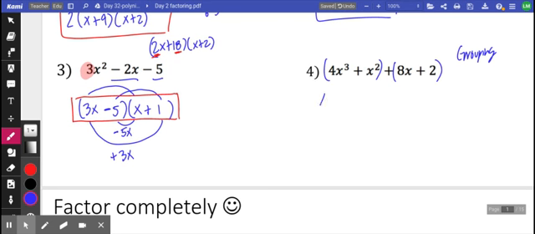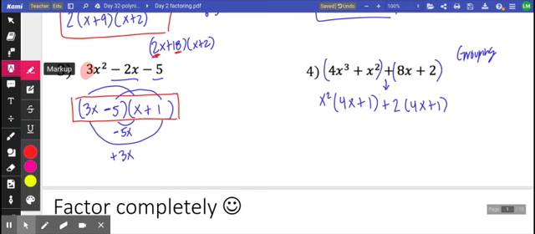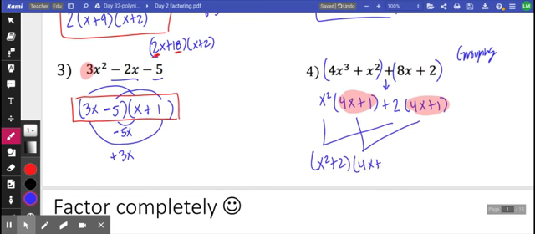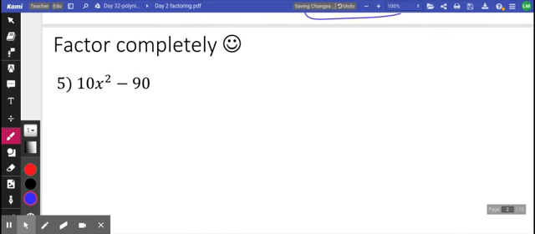GCF of the first 2 terms, x squared. If I do that, I'm left with 4x plus 1. Keep this sign, so plus GCF of the last 2 terms, 2, 4x plus 1. At this point, hey, we like this because we know that if these two are the same, that I'm on the right track. It's like checks and balances. Now I just need to put these two together, the two outside the parentheses, x squared plus 2, and put these two together, 4x plus 1. Bingo, there we go.